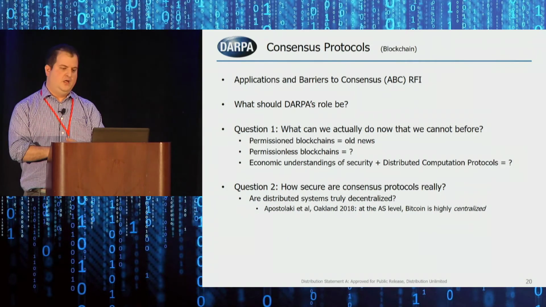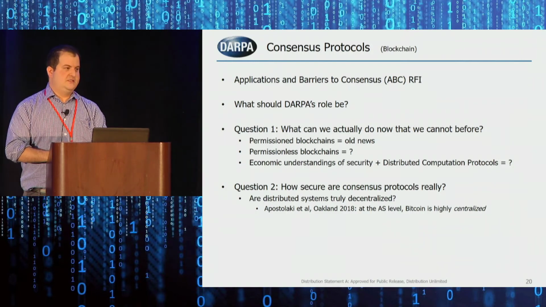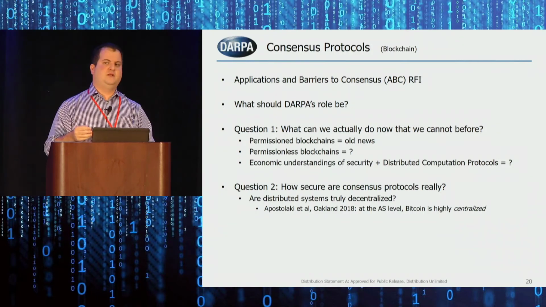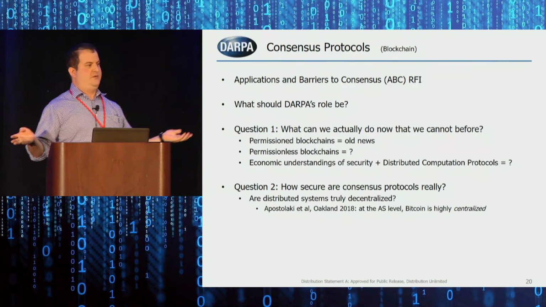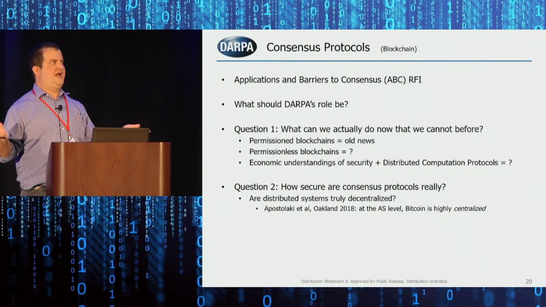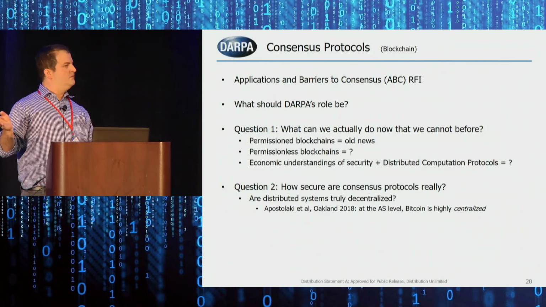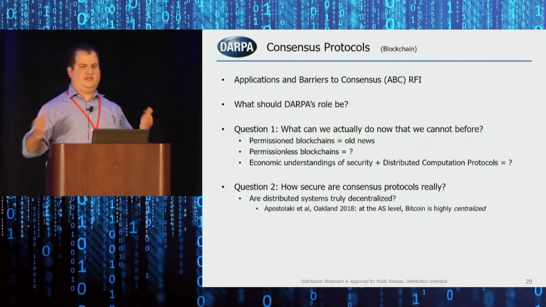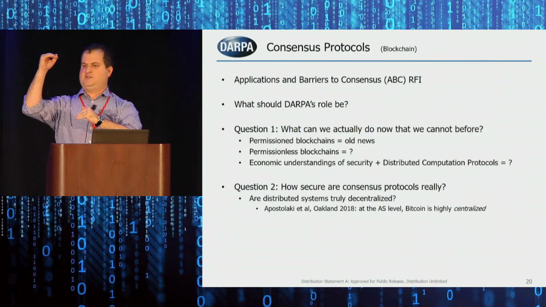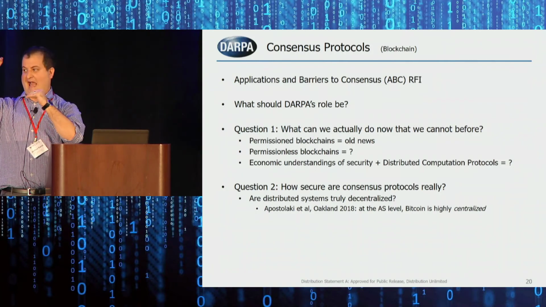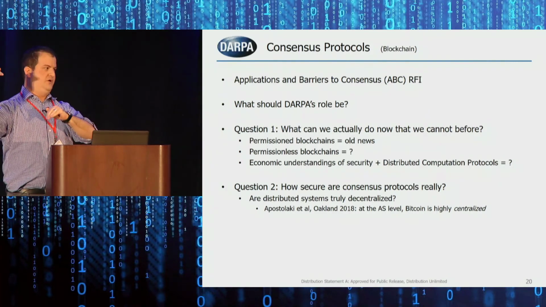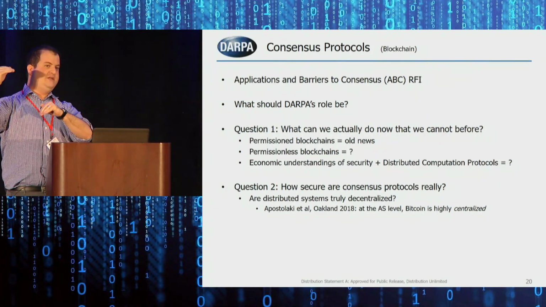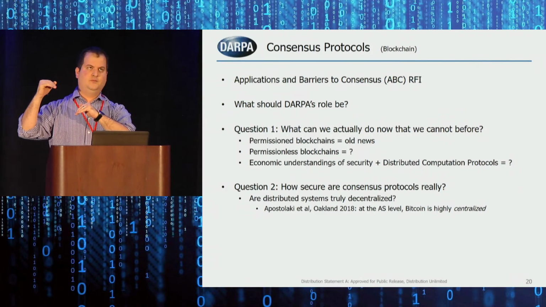The other question, quite honestly, is how secure are these consensus protocols really? It's interesting to me that people talk about consensus protocols as secure because they're distributed. That's kind of like saying my computer is unhackable because it can do AES. There are different levels of abstraction. And so when we think about consensus protocols as actual distributed systems, my question is, what's the underlying security of that system? Because we know that in some ways, some of these protocols are central.